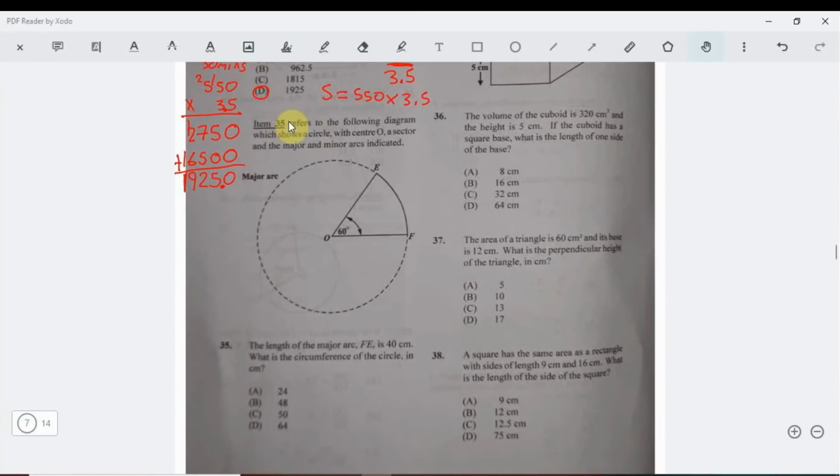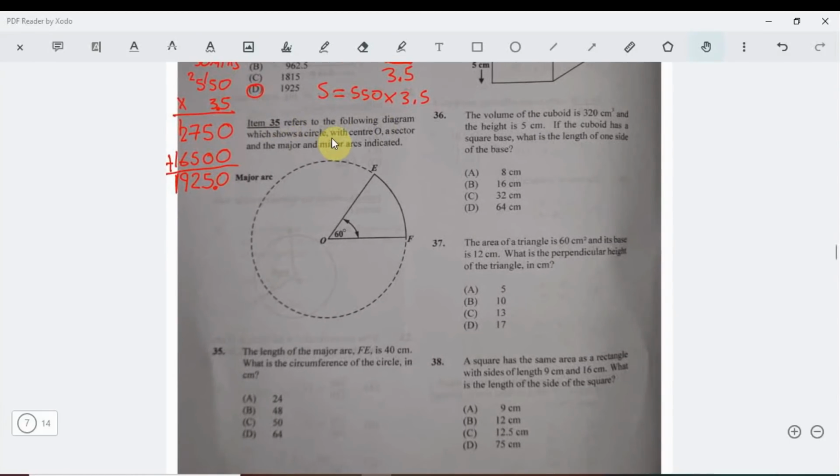Now, item 35 refers to the following diagram, which shows a circle with center O and the major and minor arcs indicated. It says the length of the major arc FE is 40 centimeters. What is the circumference of the circle? So they're telling us that the major arc, this distance coming around here, is 40. Now if you look at the angle, this angle is 300 degrees, right? Notice that 60 is only 1/5 of it.